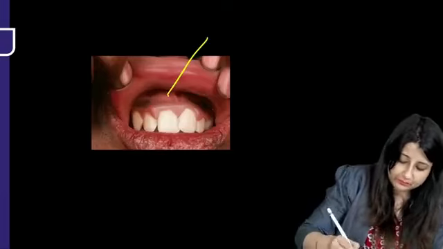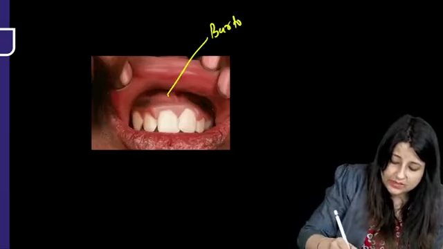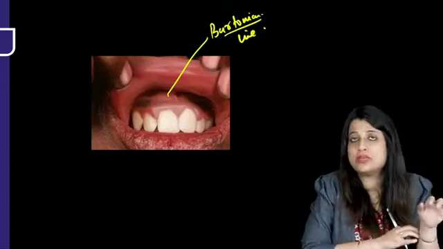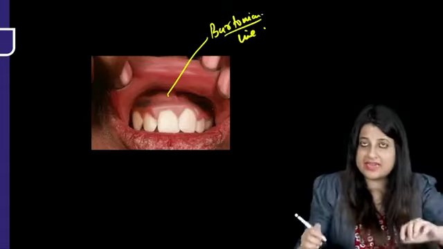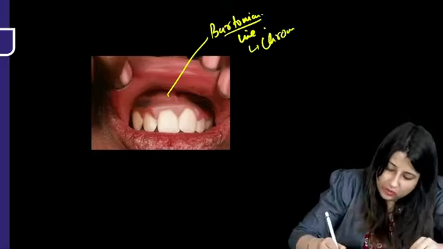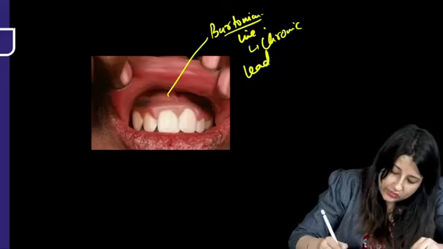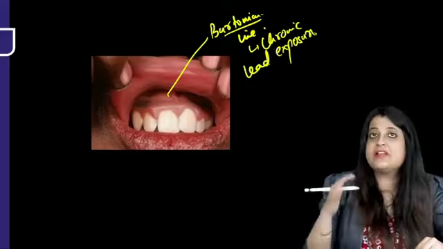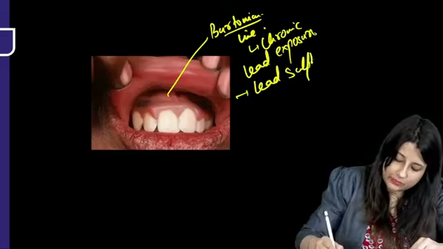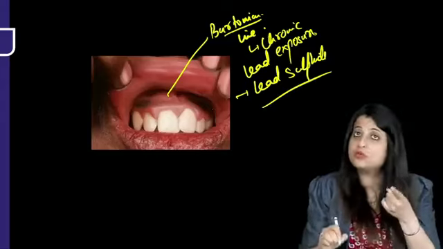What is this? This is Burtonian line. Okay, so what is happening in Burtonian line, everybody? Burtonian line is an indicator of chronic lead exposure, and this is a deposition of what? Lead sulfide. Okay, what gets deposited? Lead sulfide. You could be asked this.